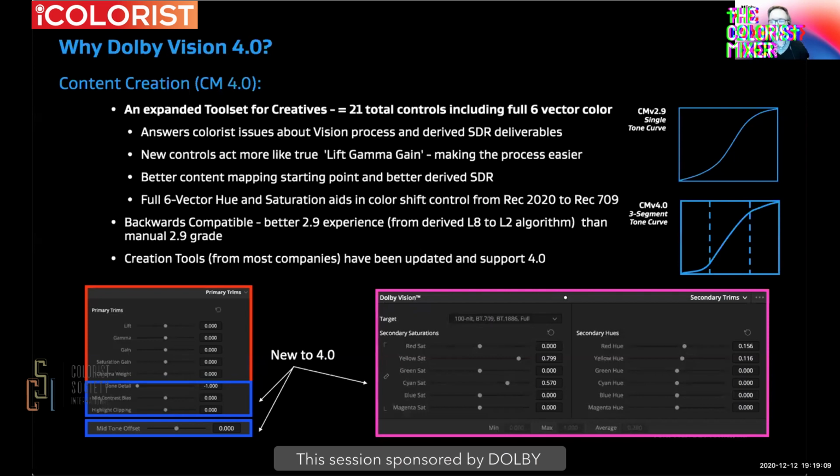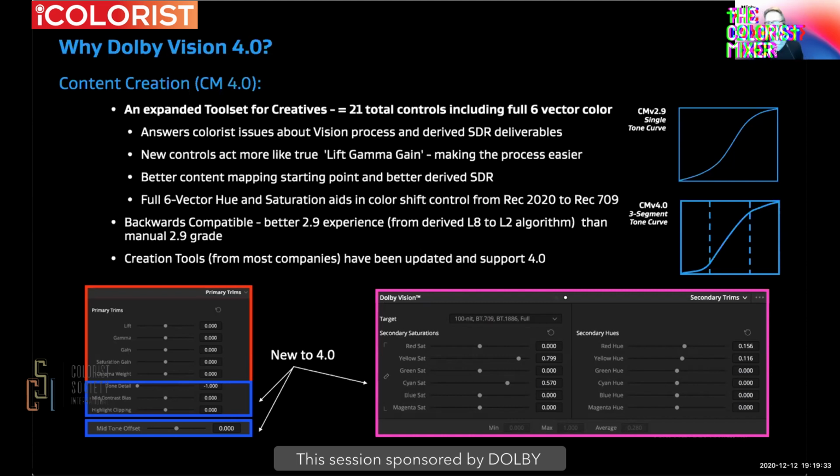And it's a multi-segment tone curve. So it's a 3-segment tone curve. And what that really means for you is that lift, gamma, gain function more correctly. They feel more correct as you use them. We added some other controls around midtones and highlight clipping. And then we added the full 6-vector hue and saturation.